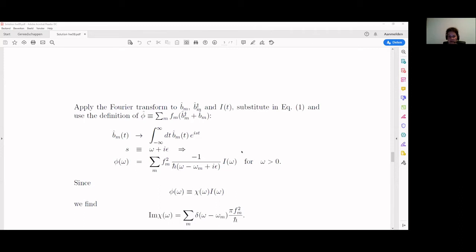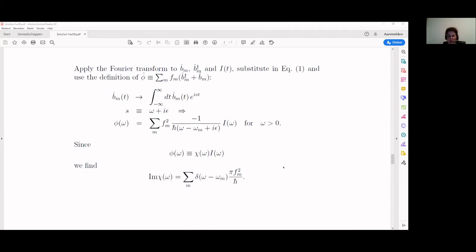But probably you found another one that you then discard. Now we're almost there, because once we found phi of omega, then the response function, just as also discussed in the lectures and in the book, is nothing but this coefficient here that links the Fourier transform current to the phi here. Phi omega is chi omega times I omega. And so we now have all the ingredients.